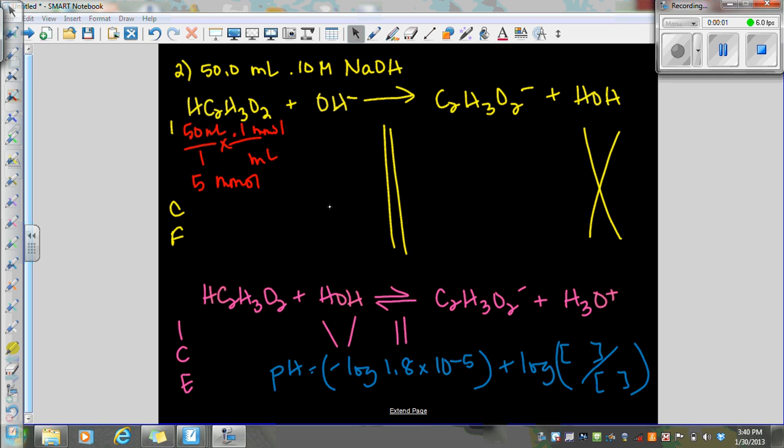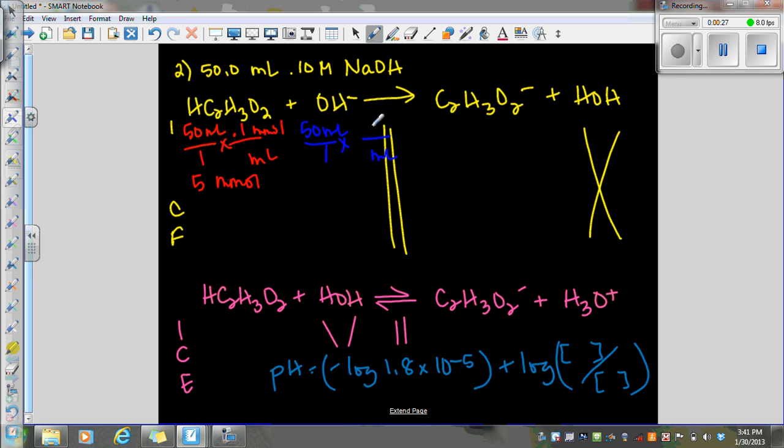This video is a continuation of the weak acid strong base titration, and we are starting with 50 milliliters of 0.1 molar sodium hydroxide added. Okay, so what we're going to do is just like before, still same amount of acetic acid, that hasn't changed. Now we're adding 50 milliliters of hydroxide.